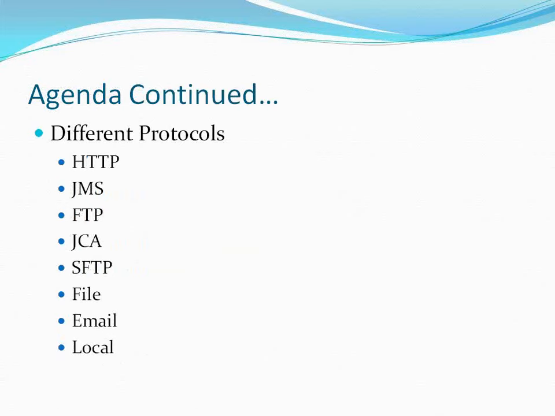Okay. JCA, say you want to interact with a database. In OSB, there is no direct protocol to interact with it. What you need to do is first create a DB adapter in JDeveloper. You need to pick that file in Eclipse, and based on the JCA file, you need to generate a business service over there. Similarly, SFTP is used for secure file transfer. We can use file also. We can use email.